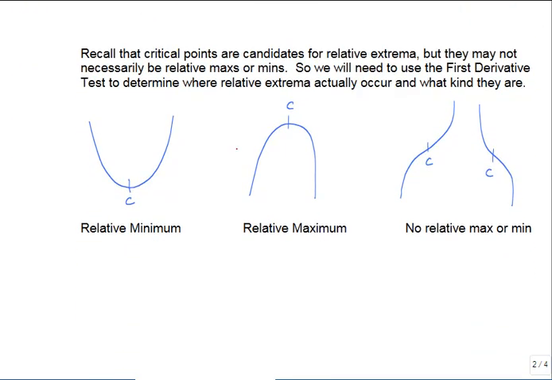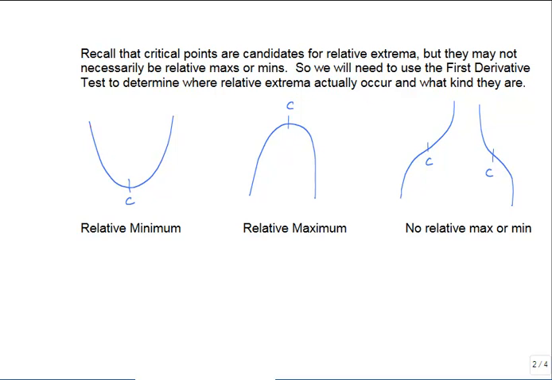Now recall that critical points are candidates for relative extrema, but they may not necessarily be relative maxes or mins. And we're going to create something called the first derivative test to determine whether or not we have a relative max or a relative min. So we're going to find out where they occur and what kind they are. So here's a relative min.